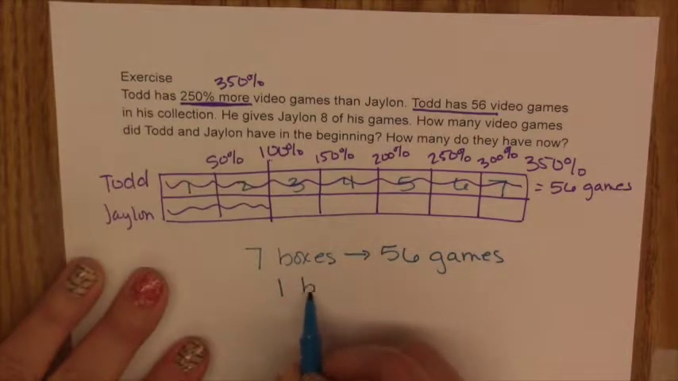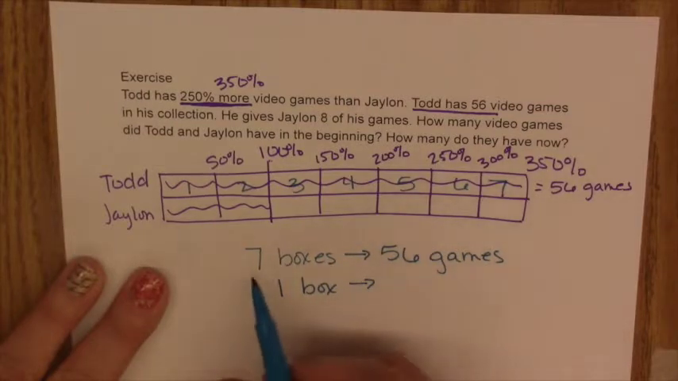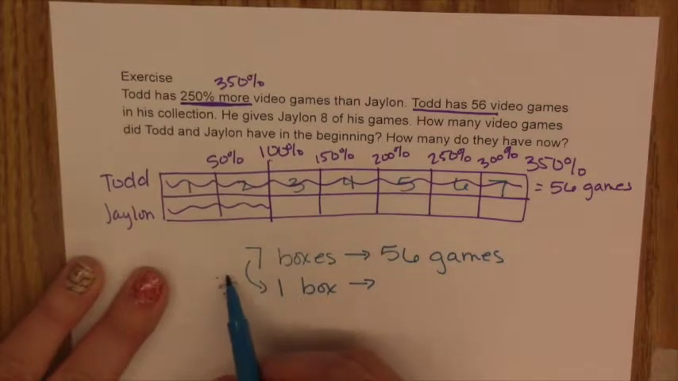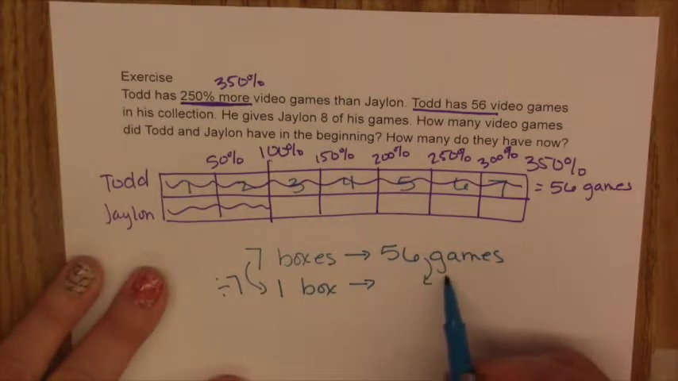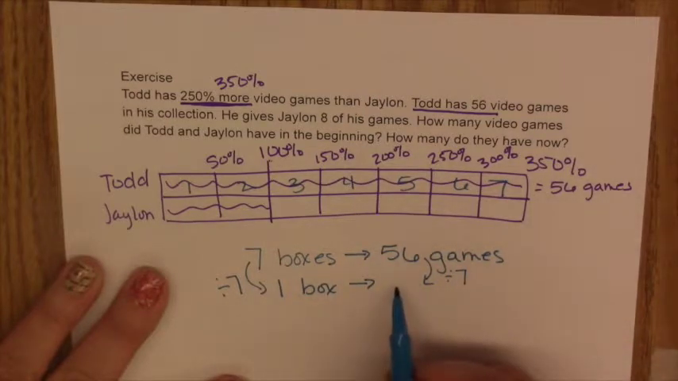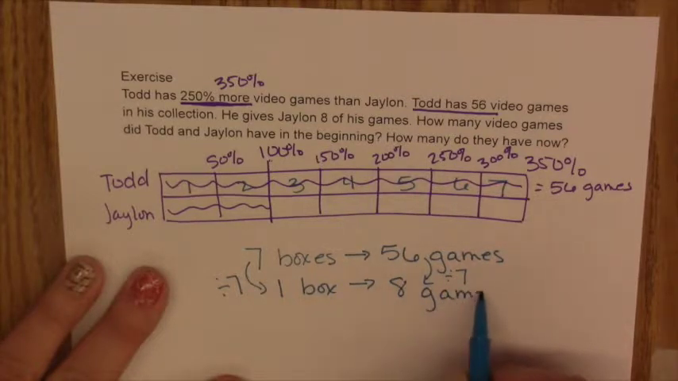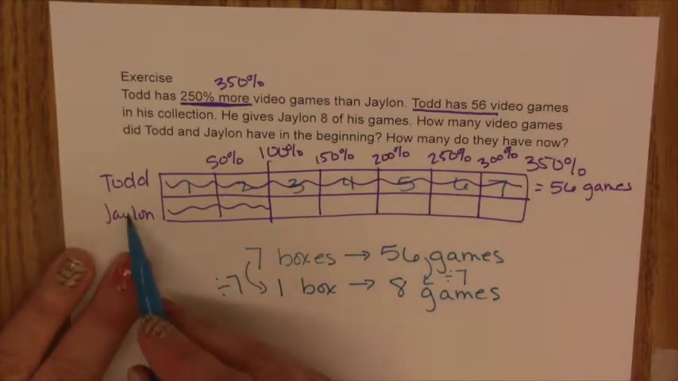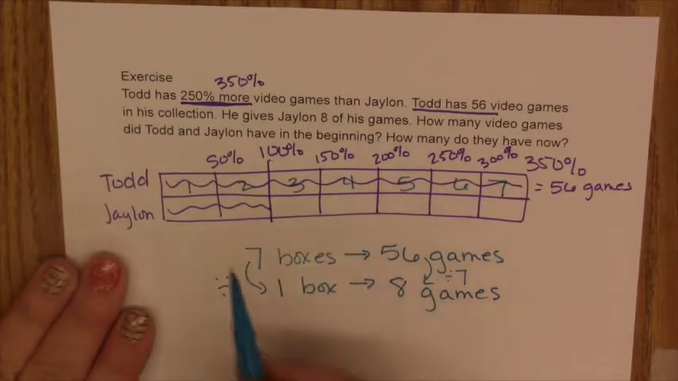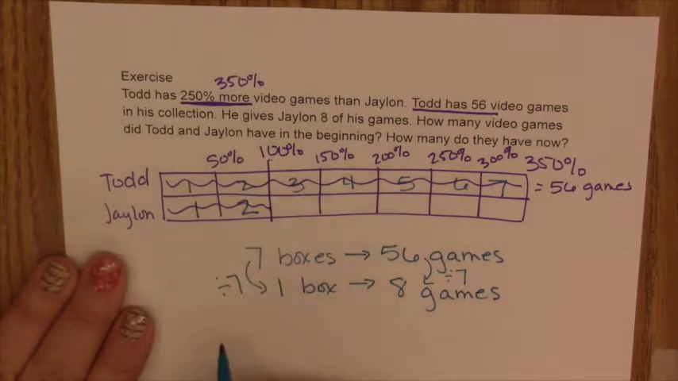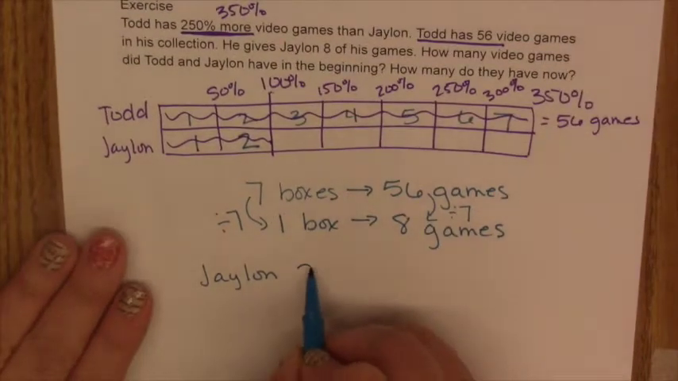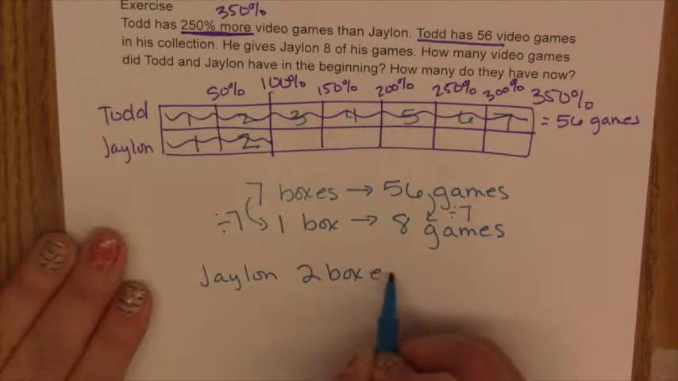How would we figure out what one box would equal? So to get from 7 to 1, we would divide by 7. So let's do the same thing to our games. We're going to divide by 7. So when we do 56 divided by 7, we get 8 games. So each one of our boxes is equal to 8 games. So if we look at Jalen's, Jalen has 2 boxes.